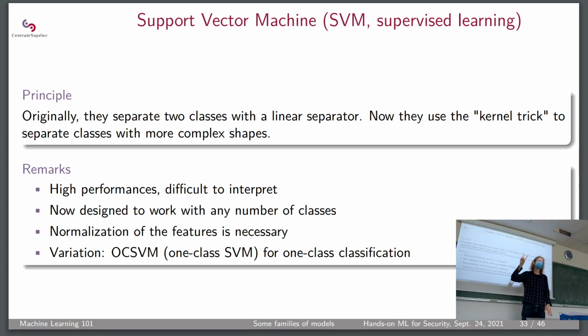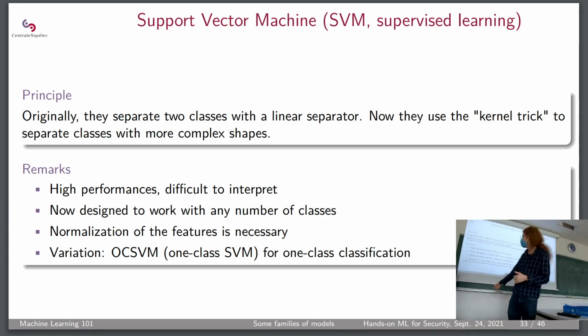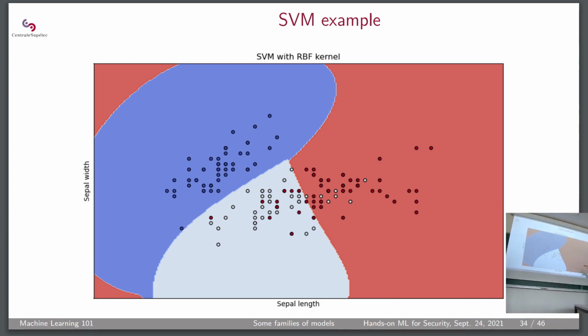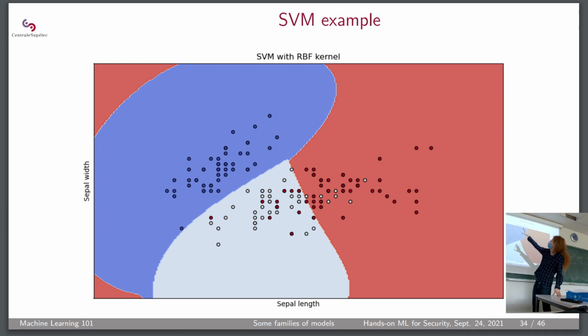Originally, it worked only for two classes, but now it can work with any number of classes you want. Normalization of features is necessary, and there is a variation if you have only one class, so it's useful for anomaly detection, for example. So here is an example. You can see the shape for each class, but I can't tell you why here it is red. I don't know. The computation says so, but in KNN I can tell you, okay, because of the neighbors. Here I can't interpret why there is some red here and here.